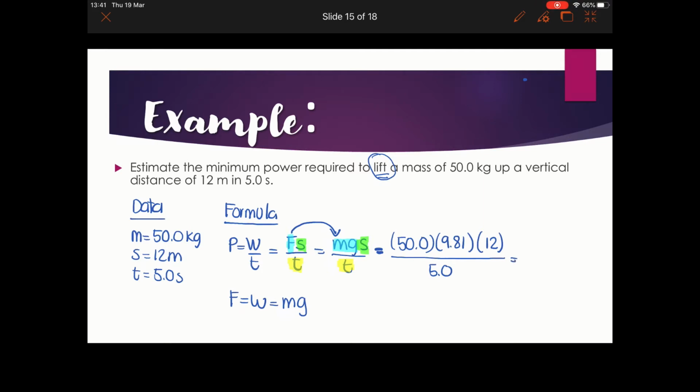Check that in our answer we are going to need only two significant figures. So the calculation from the calculator is 1,177 watts. But we only need an answer with two significant figures. So the final answer is 1,200 watts.